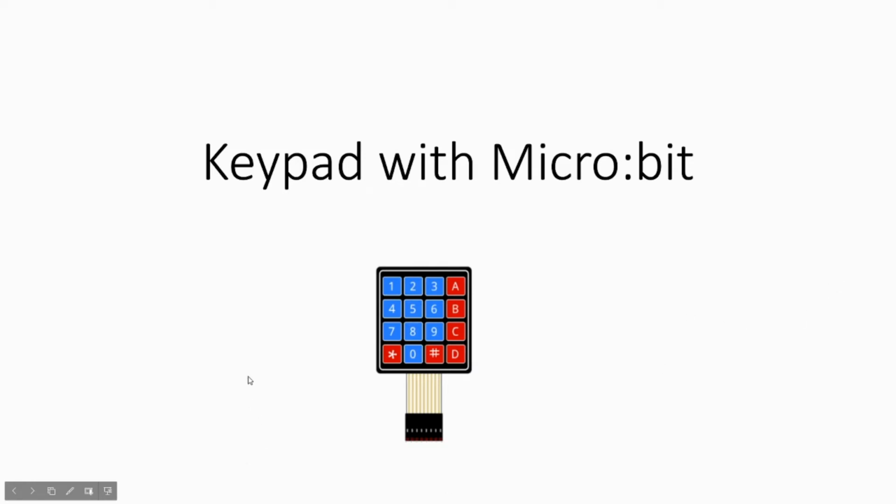Keypad with microbit. Microbit comes with two buttons, as we already know, button A and button B.